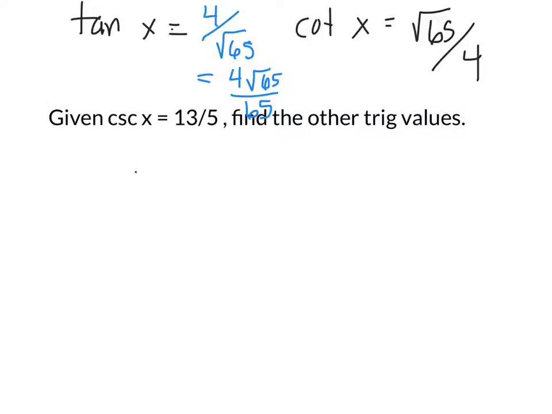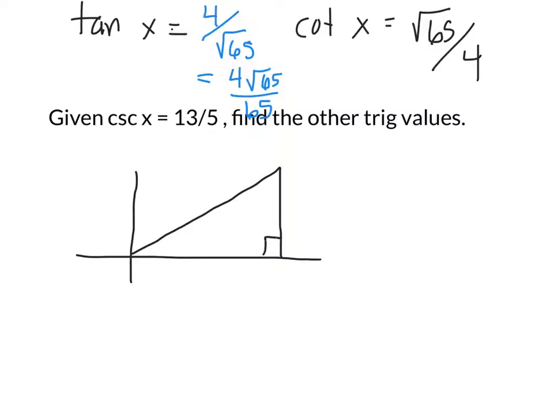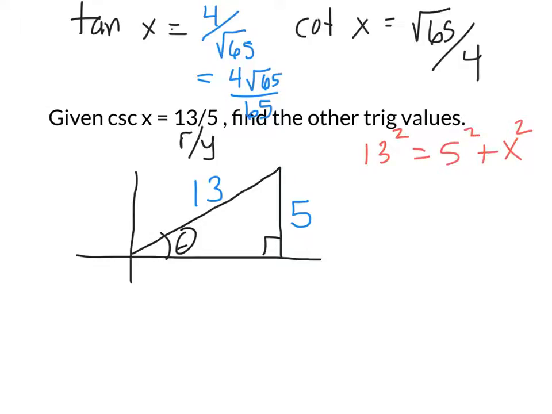So cosecant is the r over the y value. So cosecant is the inverse of the sine. So here's our triangle. This is r over y, the cosecant. So that means that the radius is 13 and the y value is 5. So once again, we have to find the x value, and if we know anything about Pythagorean triples, 5 squared plus x squared, we quickly find out that x equals 12.